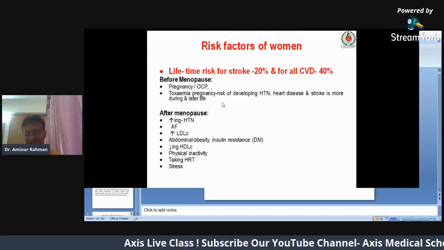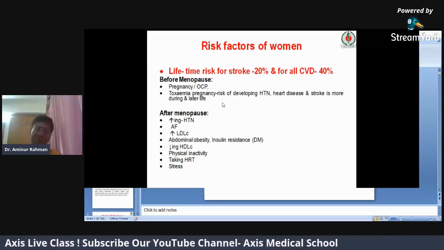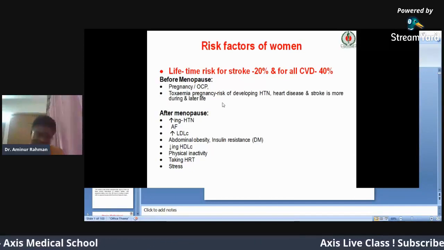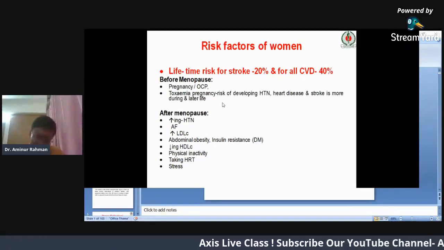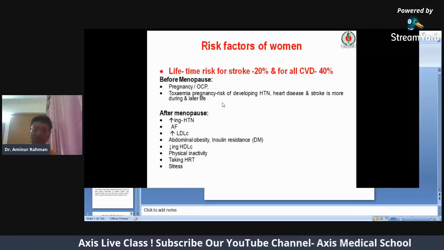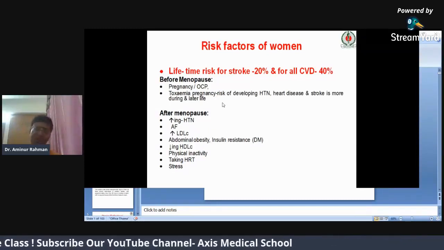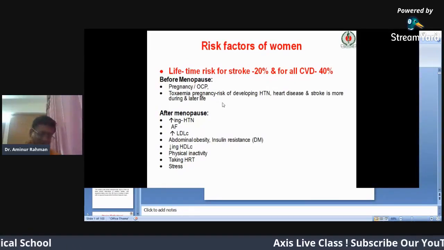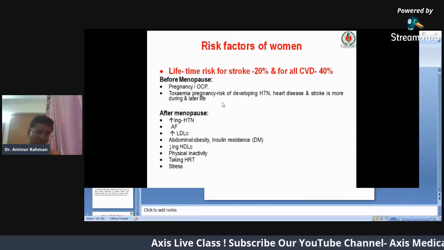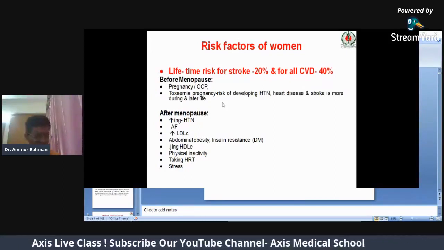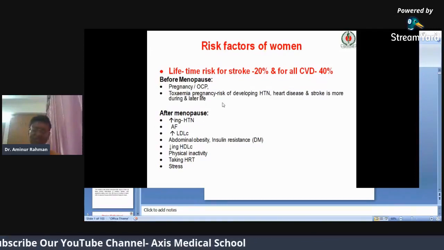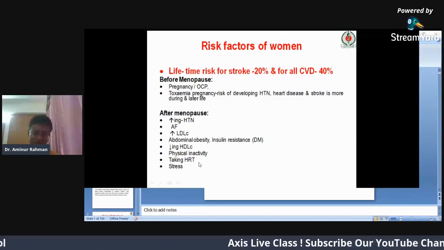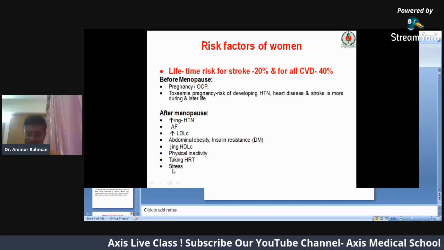And what are the other common risk factors, especially in women? Lifetime risk is 20%. All cerebrovascular accident or vascular disease is around 40%. Before menopause: pregnancy, oral contraceptive pill, and toxemia of pregnancy. After menopause: increased hypertension, atrial fibrillation, increased low density lipoprotein, abdominal obesity, insulin resistance, decreased HDL level, physical inactivity, taking hormone replacement therapy, and stress.